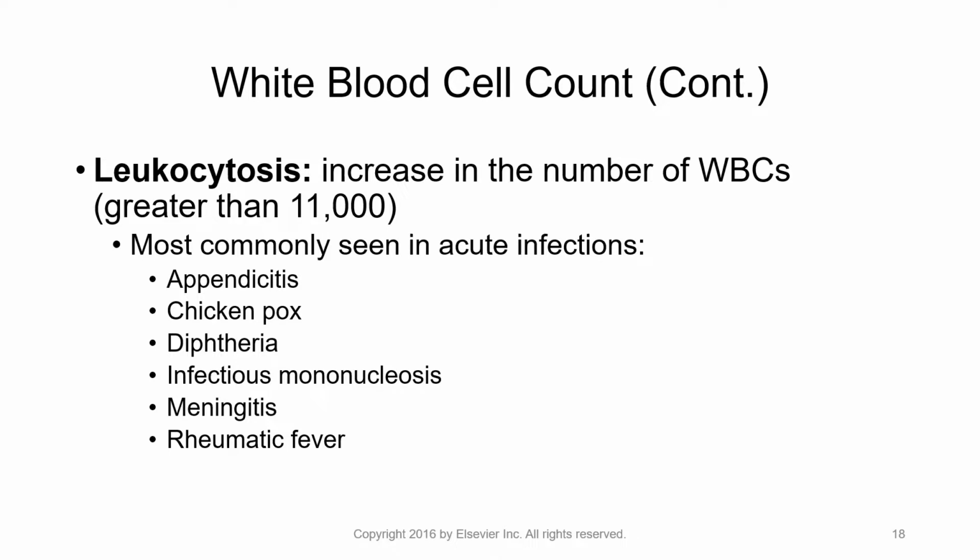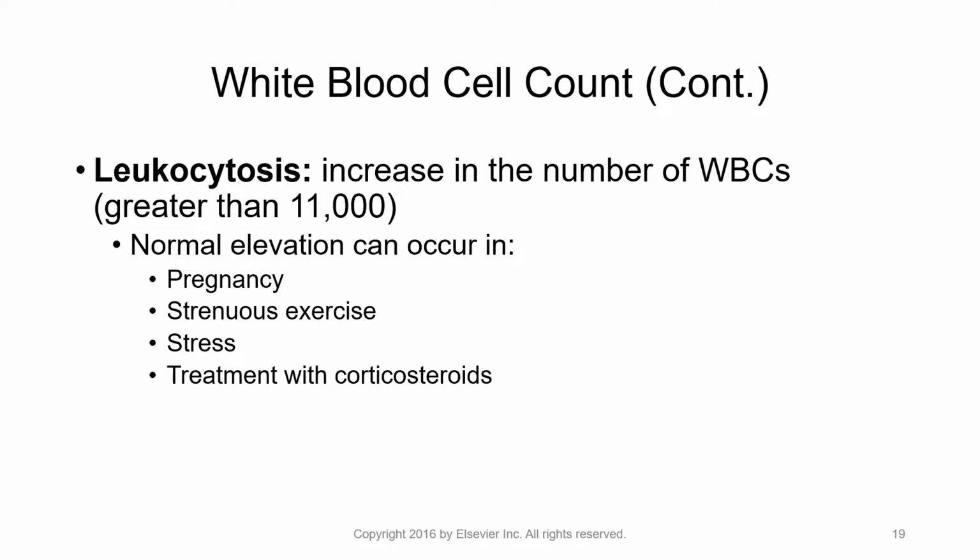Leukocytosis would be a condition that would generate an increased number of white blood cells. We think about increase in white cells during systemic infections, appendicitis, chickenpox, diphtheria, mononucleosis, meningitis, rheumatic fever. All of these affect the body, and they're going to cause an immune response from the body, and so an increase in white cells. Normally, during pregnancy, they can rise, as well as with strenuous exercise, stress, or treatment with corticosteroids.